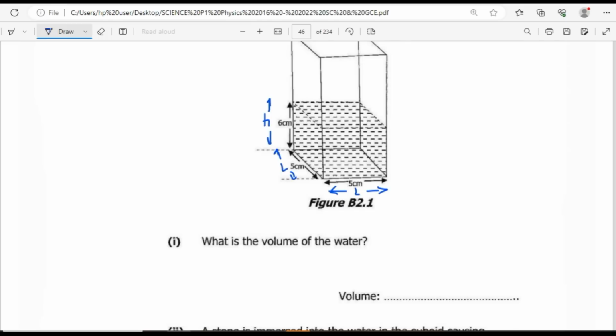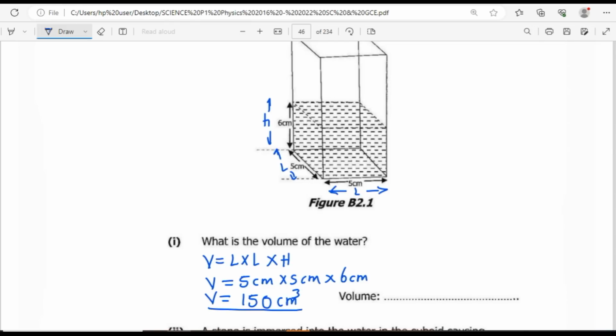So this is a regular object of which we are just going to use the actual formula. So volume is equal to L times L times H. Whenever the bases are the same, you multiply L times L, which is volume is equal to 5 centimeters times 5 centimeters multiplied by 6 centimeters, which is 5 times 5 will give us 25. Then if we multiply 25 times 6 will give us 150. Remember, the volume must be raised to the power 3.